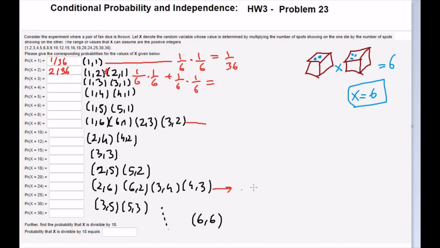Let's do this sample calculation. This plus this plus this. So 1 over 36 plus 1 over 36 plus 1 over 36 plus 1 over 36, 4 out of 36 for 12.